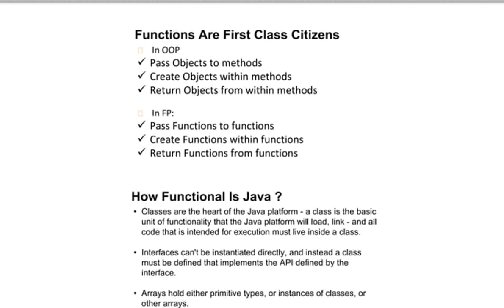When coming to functional programming, we pass functions to functions. This is a new way. With regard to Java, up to JDK 8 there was no such feature, but JDK 8 follows a functional programming way of creating programs. So we pass functions to functions, like method reference, create functions within functions, and return functions from functions.